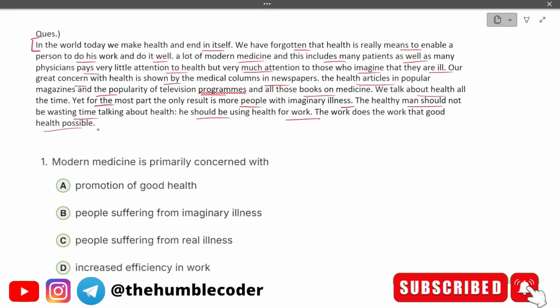So let's see the questions that we have. Modern medicine is primarily concerned with what? The options are: promotion of good health, people suffering from imaginary illness, people suffering from real illness, and increased efficiency in work. We have already read that it pays attention to those who imagine they are ill, right? So the correct answer in this case is going to be people suffering from imaginary illness.